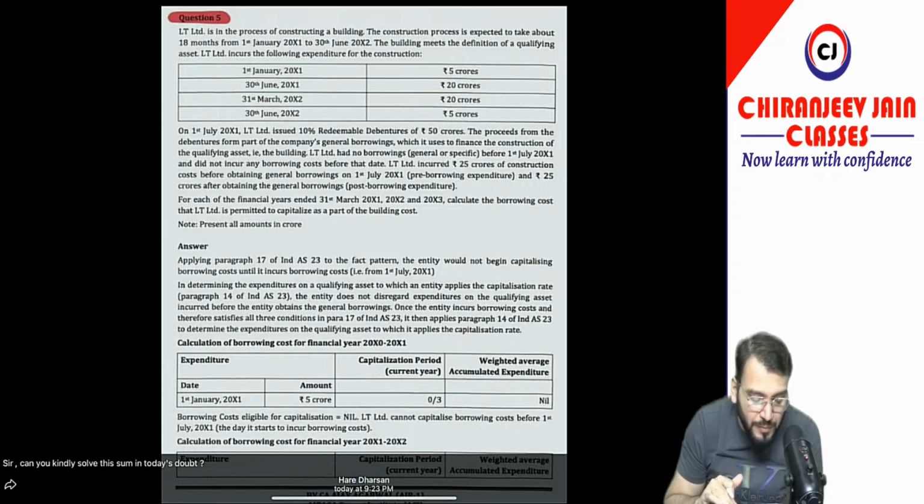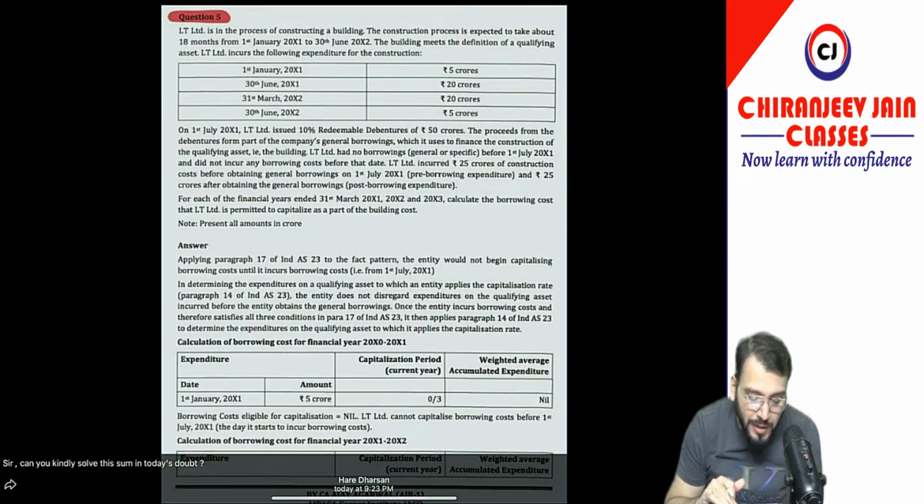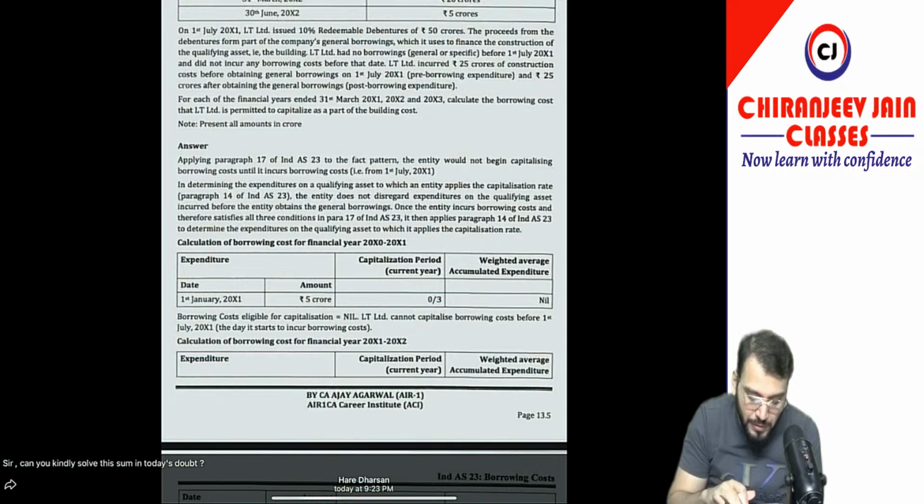So what they are saying is, the proceeds from the debentures form part of the company's general borrowing which it uses to finance the construction of the qualifying asset, the building. Okay, sir, it is a part of general borrowing. LT Limited had no borrowing, general or specific, before 1st July 2001 and did not incur any borrowing cost before that date. LT Limited incurred 25 crore for construction cost before obtaining general borrowing. Before obtaining general borrowing, they have already incurred 25 crore of construction cost, as pre-borrowing expenditure, and 25 crore after obtaining the general borrowing. So 25 crore was incurred after general borrowing.